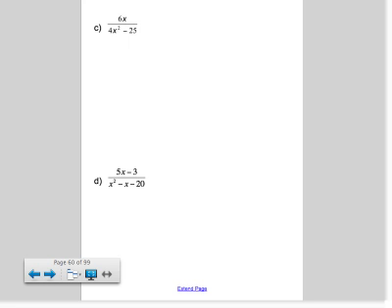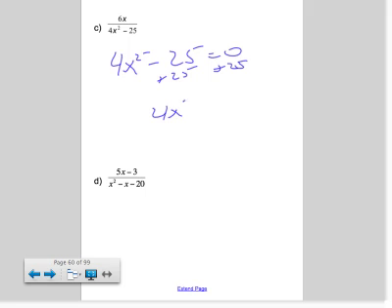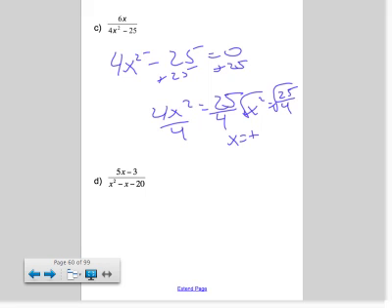Same thing for these guys. Find the excluded values. 4x squared minus 25 equals 0. Add your 25 to both sides. So you get 4x squared equals 25. Divide both sides by 4. So x squared equals 25 over 4. Take the square root of both sides. X equals plus or minus. Square root of 25 is 5. Square root of 4 is 2. So those two values will be your excluded values. Positive 2.5 and negative 2.5.